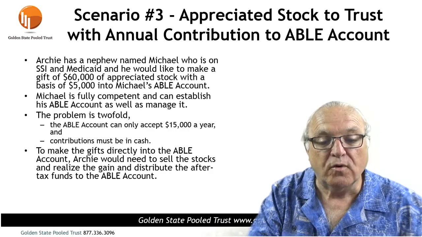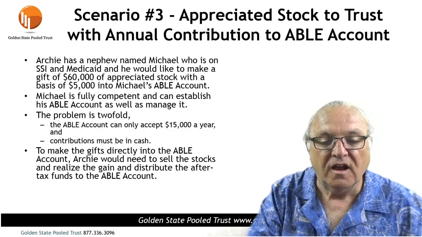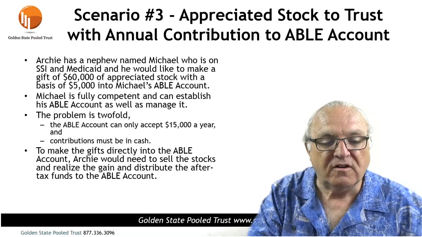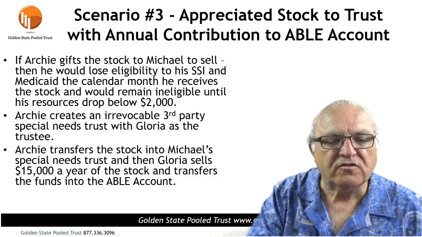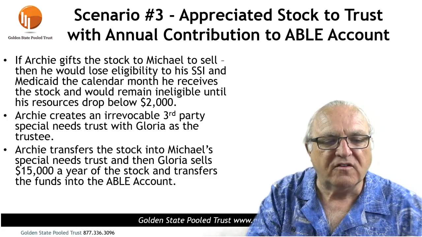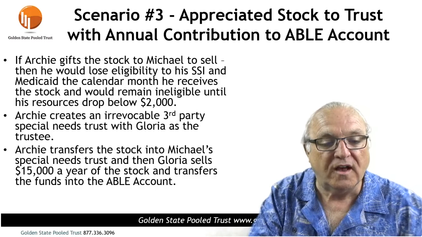To make the gifts directly into the ABLE account, Archie would need to sell the stocks, realize the gain, and contribute the after-tax funds into the ABLE account. If Archie gives the stocks to Michael to sell, then Michael would lose eligibility for his SSI and Medicaid the calendar month he receives the stock, and would remain ineligible until the resources drop below $2,000.